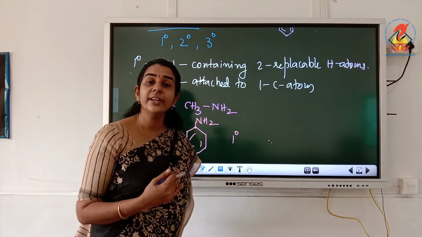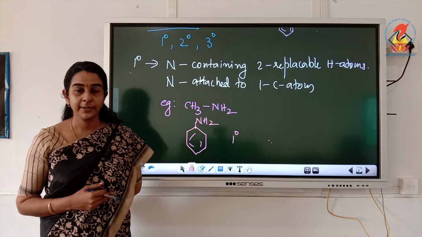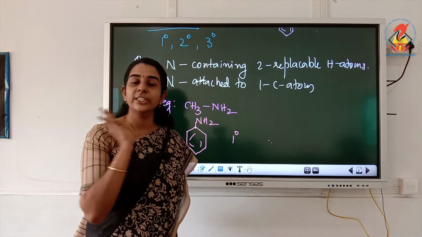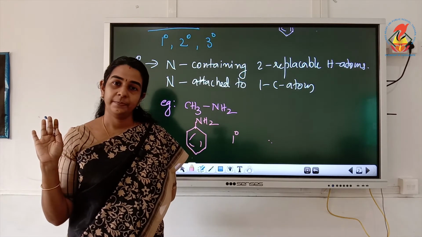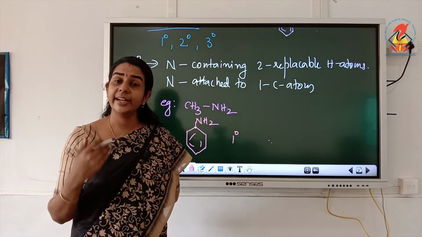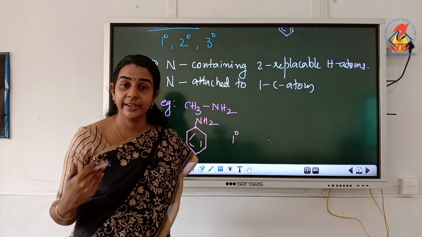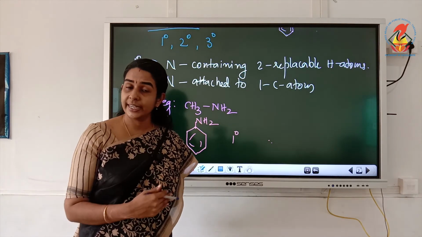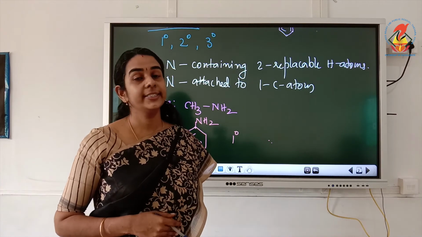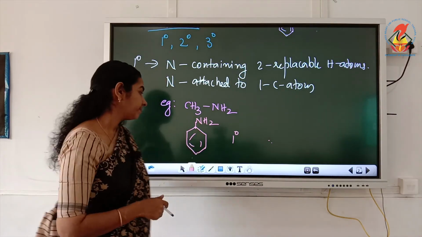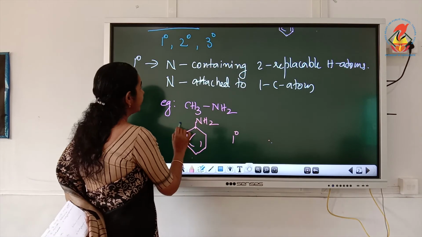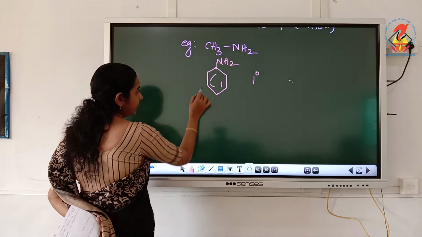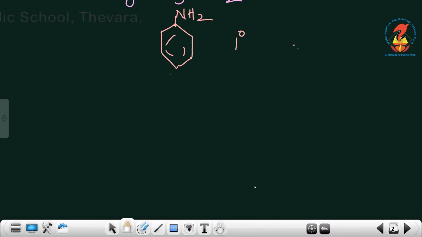So we define a primary amine like this: if it is NH2, it is a primary amine, or nitrogen with two replaceable hydrogen atoms. Or we can say that if the nitrogen is attached to only one carbon, it is a primary amine. Now the next classification of amine is secondary amines.